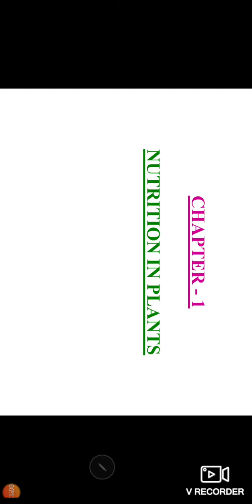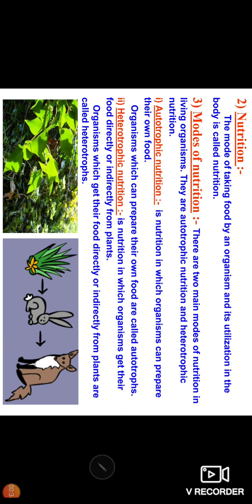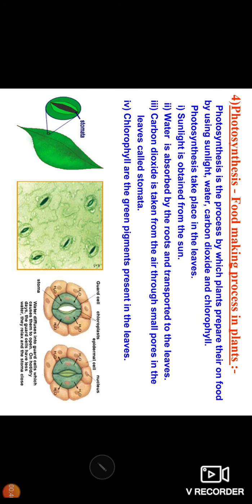So, in your previous classes, we were discussing the concept related to nutrition in plants. In those classes, we discussed the meaning of nutrients and their importance. For example, they are very helpful to build the body, to grow, to repair the damaged parts of the body, and to provide energy. We also discussed the modes of nutrition. It may be autotrophic nutrition, heterotrophic nutrition, and the very important one, photosynthesis.